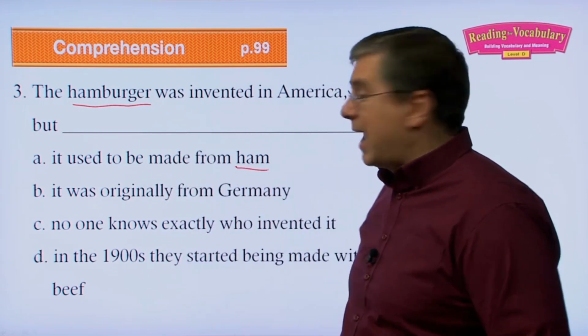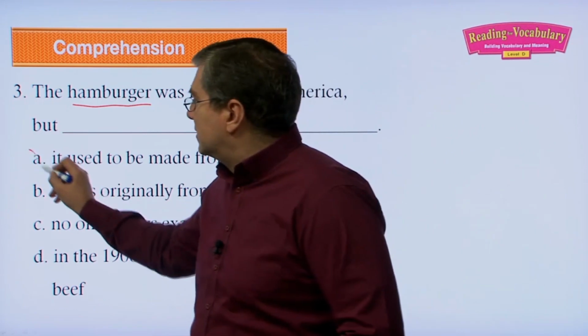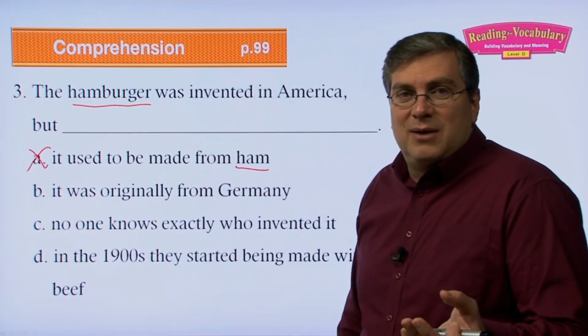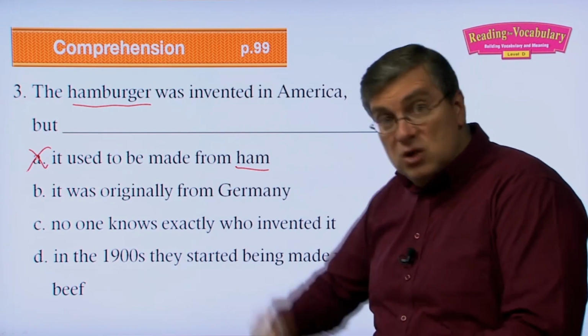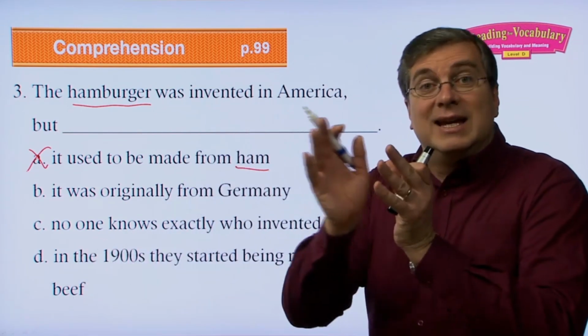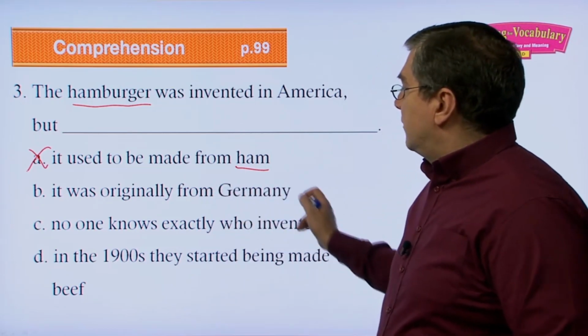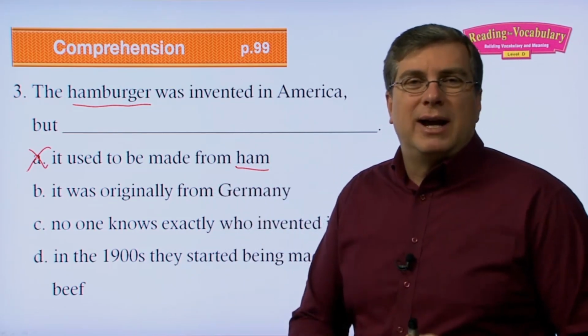It used to be made from ham? No, the reading passage didn't say that. The reading passage said people think it was made of ham, but it's made with beef. It didn't say it used to be made with ham. It says it's made with beef, despite the name. B, it was originally from Germany. That's kind of a trick, right?